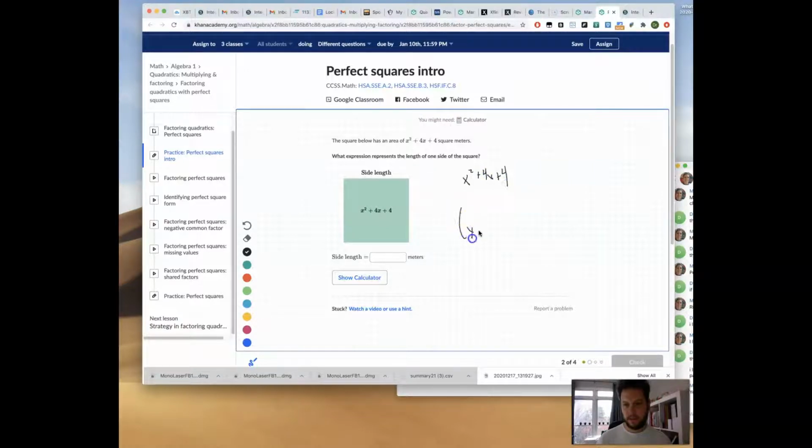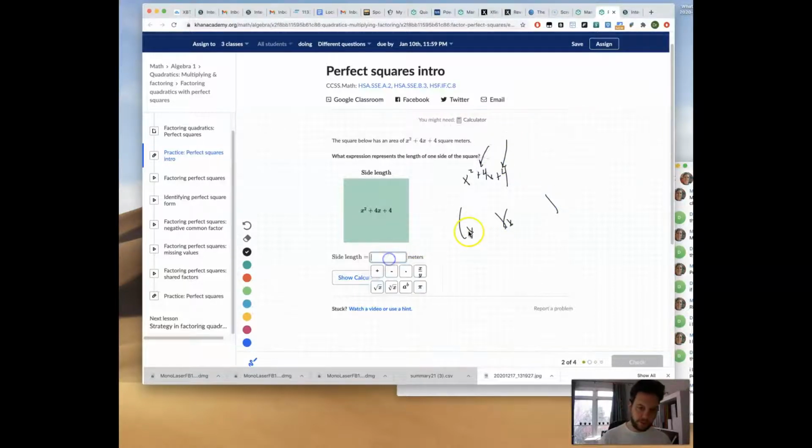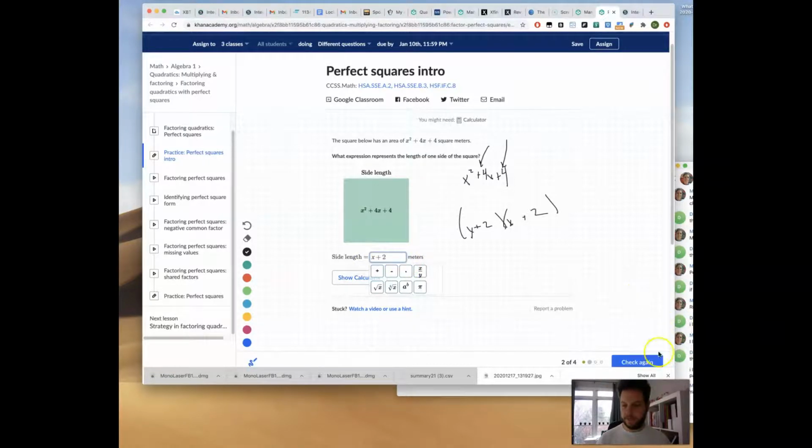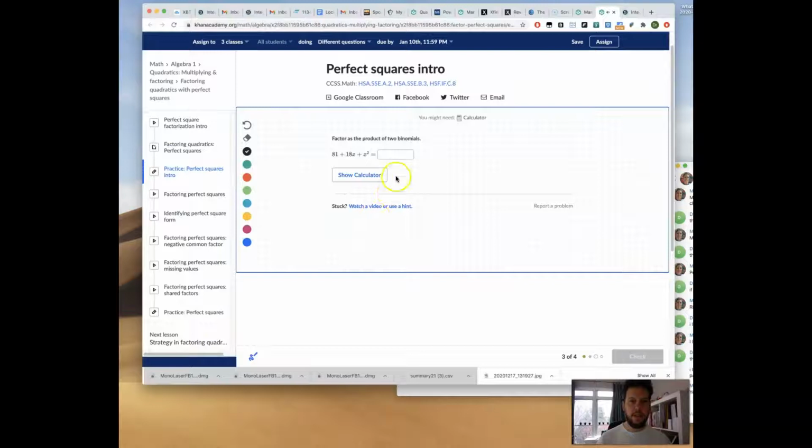So same deal here. What two numbers multiply to give you 4 and also add up to give you 4 is 2 and 2, so that's x plus 2 times x plus 2. And they're just going to say, hey, write that as x plus 2 squared. Wait, what? Oh, I just got to do length. So it's x plus 2. My bad. This is why you guys like HACON.